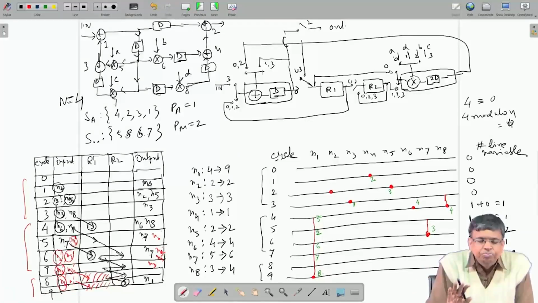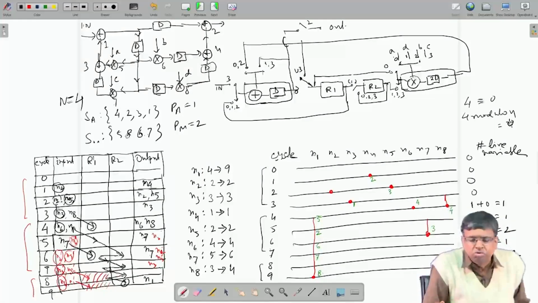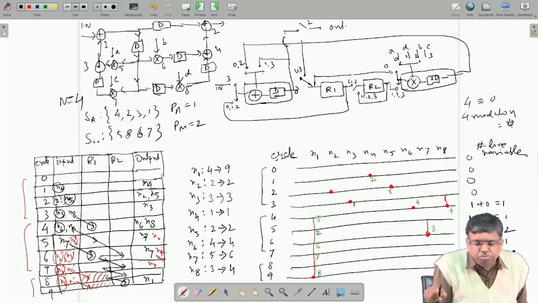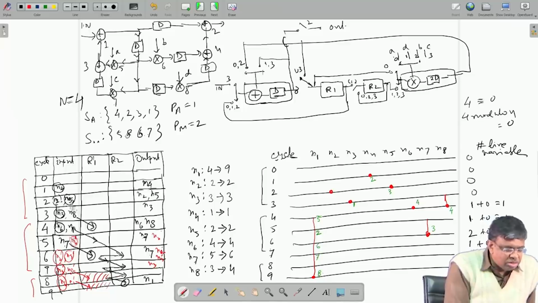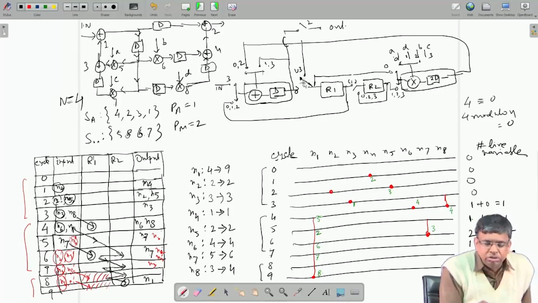That is the notation that this book by Parhi follows, and I am just sticking to that here, but if you are not comfortable, you can write 4 as well instead of calling it 0. But I am following this book so that there is no confusion, instead of 4 I will write 0. So, at cycle 0 which is equivalent to 4, N1 is born. This N1 as per this diagram, N1 born, it will go to R1 input. So, that is why this switch comes here, it goes to R1 input.